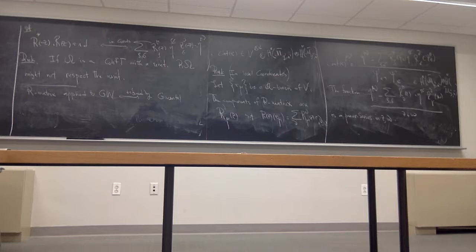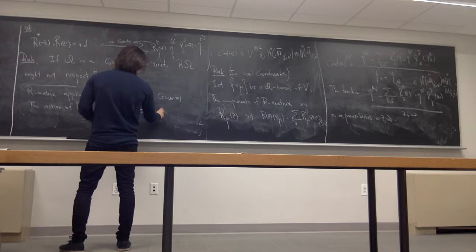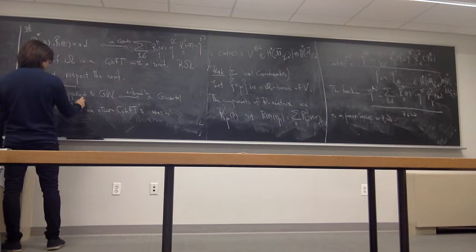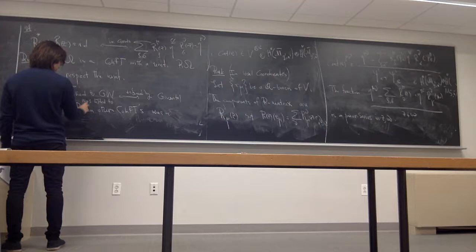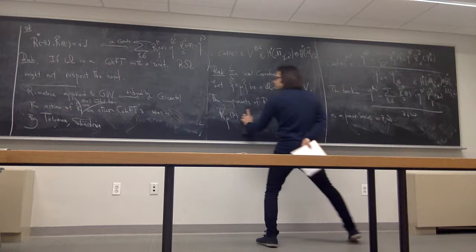So the action of R on other cohomological field theories was lifted by work of Teleman and Shadrin. That's the history behind it, and then Givental and Teleman gave basically a classification of cohomological field theories using this R matrix formalism, which is extremely important, and which we also discussed last time.